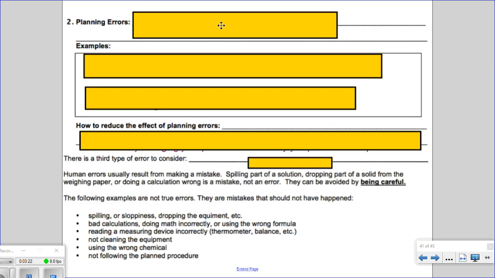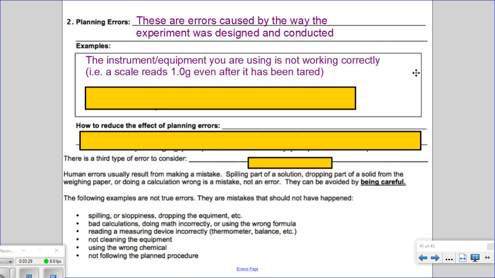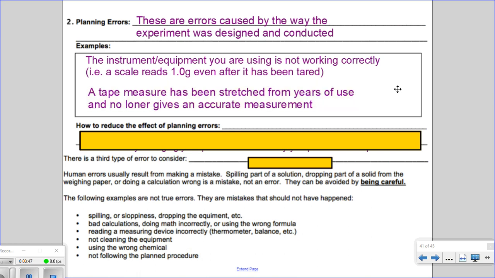The next type of error is a planning error, and these are errors caused by the way the experiment was designed and conducted. For instance, the instrument or equipment you are using is not working correctly. For example, a scale reads 1.0 grams even after it has been tared, so after you zero the scale, it's still showing a mass and not 0. Another example would be a tape measure that has been stretched from years of use and no longer gives an accurate measurement.